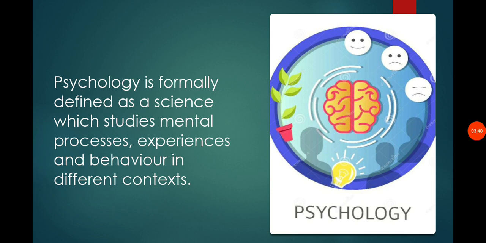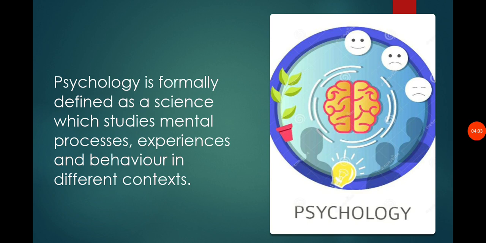So, keeping this view in mind, psychology is defined formally as a science which studies mental processes, experiences, and behavior in different contexts. Okay, so this definition is known as the best definition because it uses the methods of biological and social sciences to obtain data systematically.